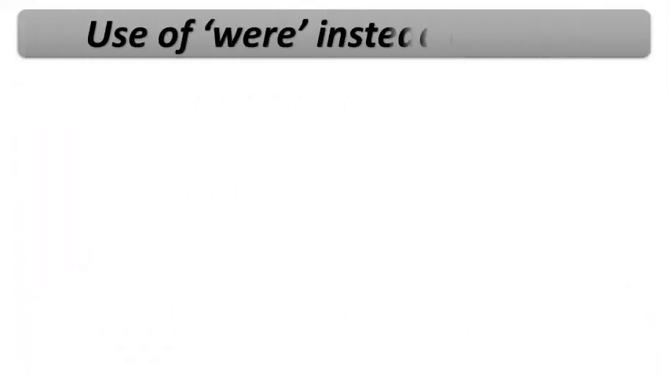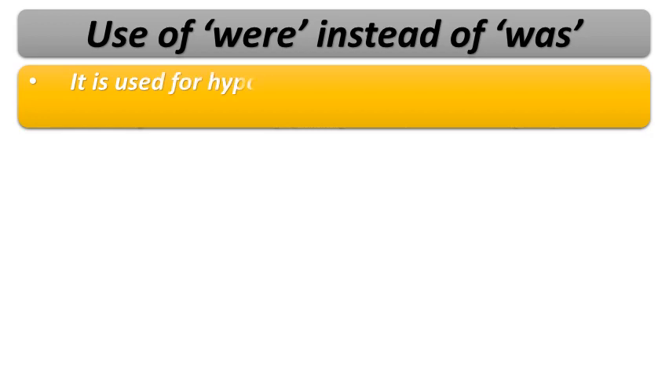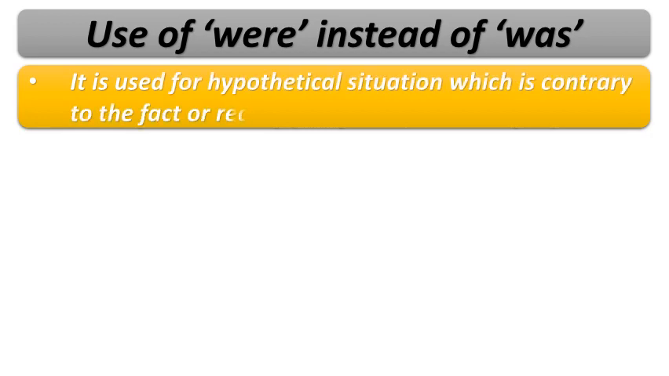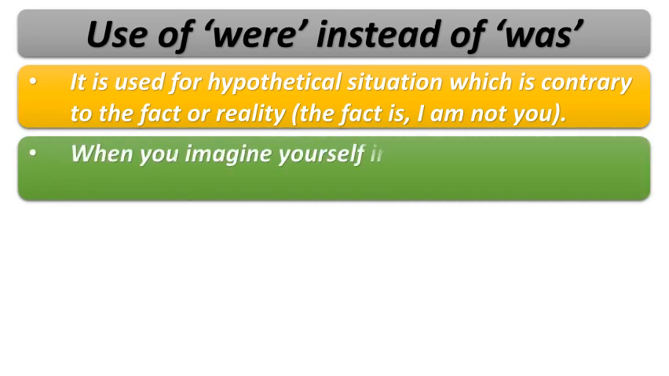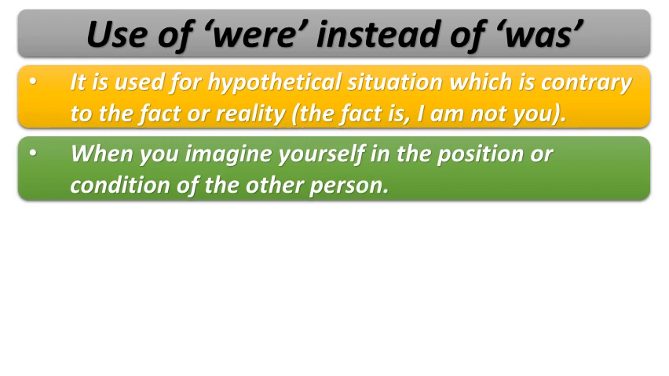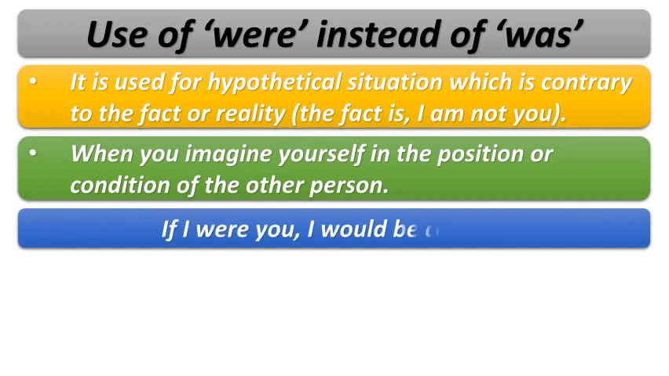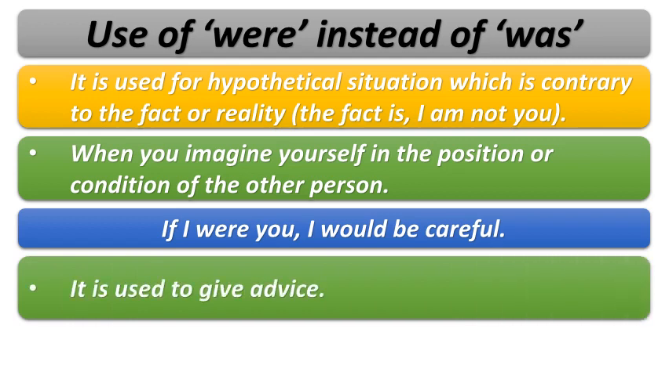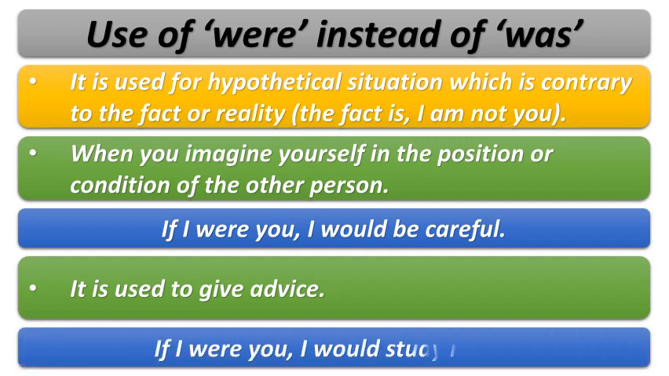Let's see the use of were instead of was in type 2 conditional sentences. Number 1. It is used for hypothetical situation which is contrary to the fact or reality. Means the fact is I am not you. Number 2 is when you imagine yourself in the position or condition of the other person. To clarify it, let's see the example. If I were you, I would be careful. Number 3 is it is used to give advice. To clarify it, let's see the example. If I were you, I would study more. So these were the uses of were.